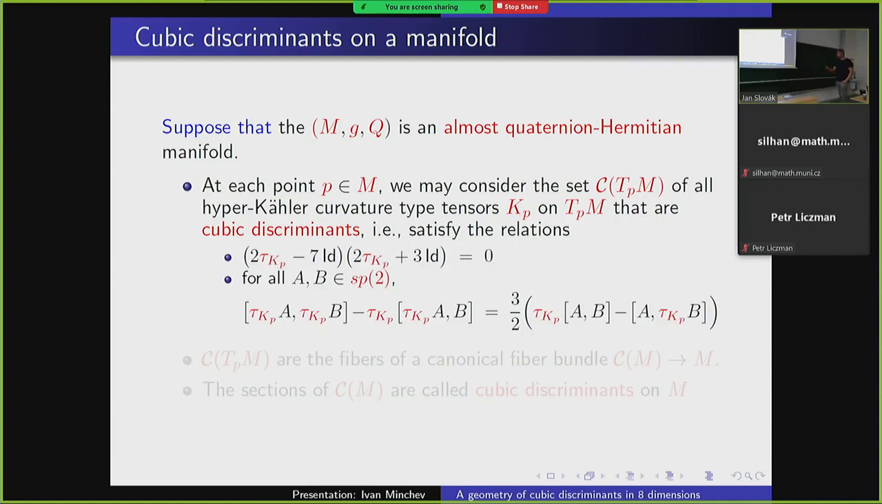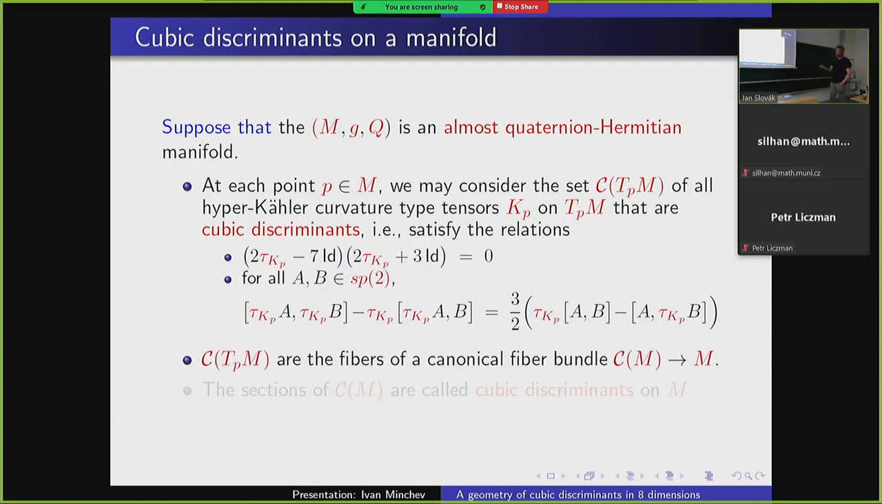So this could be described also as the set of all hyperkähler curvature type tensors, so that the induced automorphism of sp2 has these properties. So you mean only in dimension 8? I'm sorry? So you are only in dimension 8 here? Only in dimension 8, not anywhere else, yes. No, it doesn't work anywhere else, so only in dimension 8.